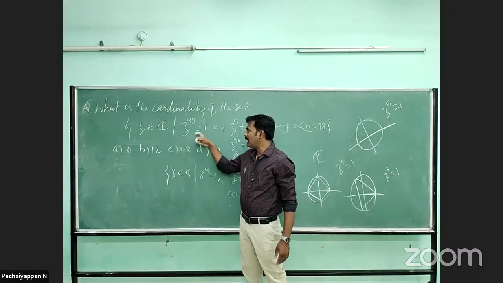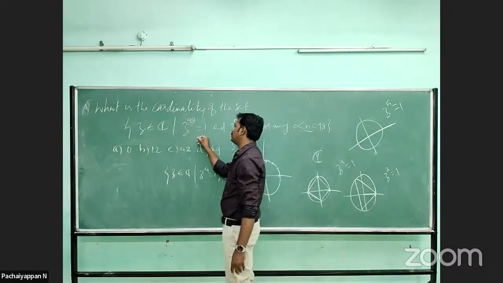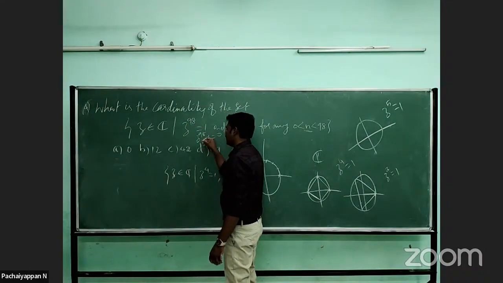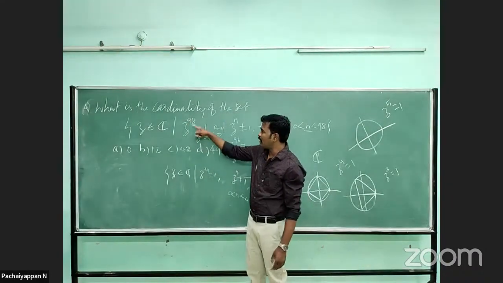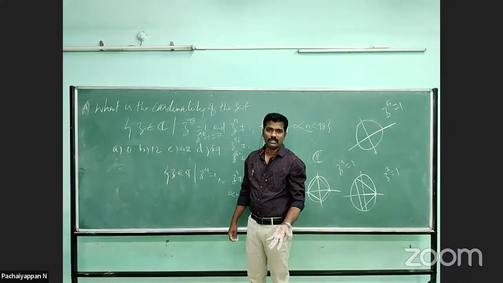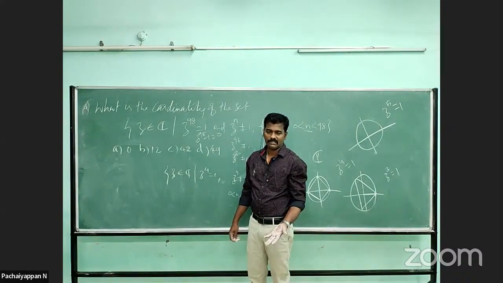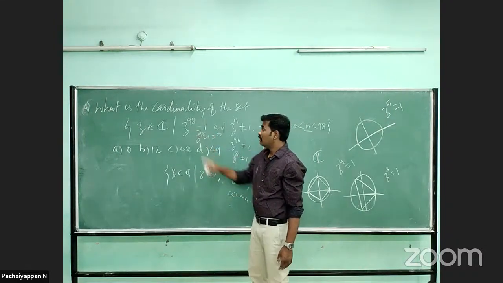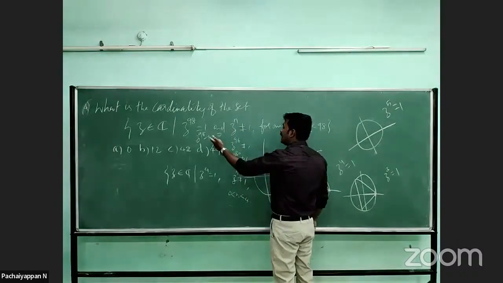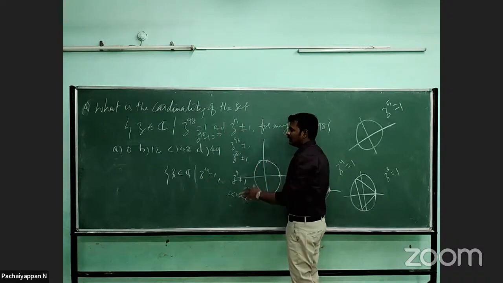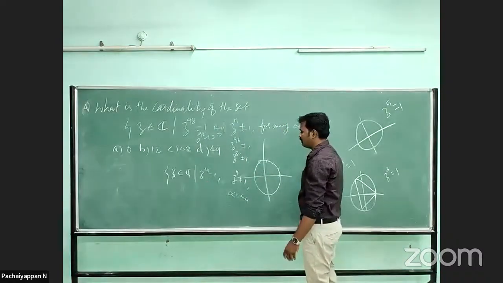Why? Just think about this: x to the power 98 minus 1 equals 0. This is an equation, a polynomial of degree 98. How many roots are there? 98 roots are there. Is it correct? Okay, they are collecting 98 roots. But among the 98 roots, some elements are violating the condition. What does that mean?